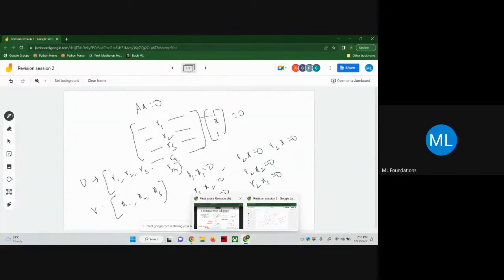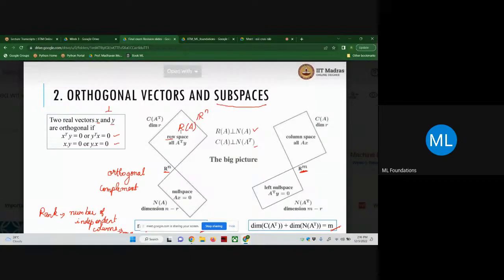So here, basically, the row space is perpendicular to the null space. Those two are orthogonal subspaces. The row space of A will be represented by R of A, and R of A is perpendicular to the null space of A.